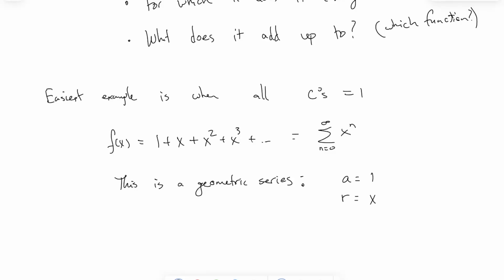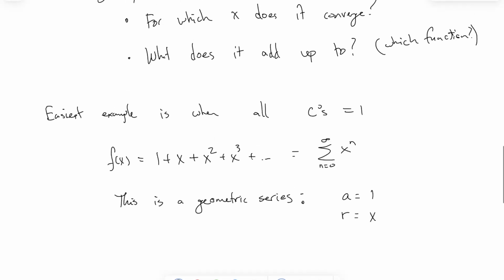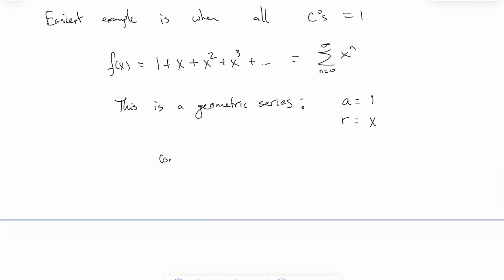All right? So this is a geometric series, and if I'm trying to answer this question at the top there, for which x does it converge? Actually, we already know the answer to that question for a geometric series. It converges when the absolute value of r is less than 1. That's the rule for a geometric series. And so in our case, r equals x. Another way of saying that is it converges whenever the absolute value of x is less than 1. And so this is the answer to that question, for which x does it converge.